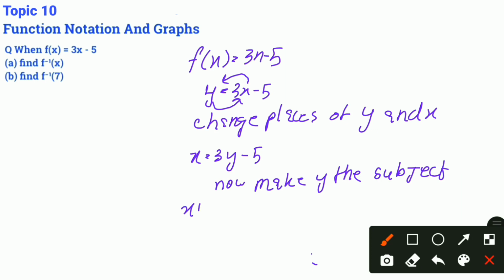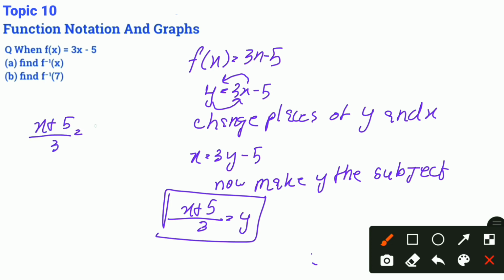So (x plus 5) upon 3 is equal to y. We have made y the subject, and now (x plus 5) upon 3 is equal to the inverse of f(x). This is how you find the inverse of f(x). So it's (x plus 5) upon 3. Okay, so part 1 is done.